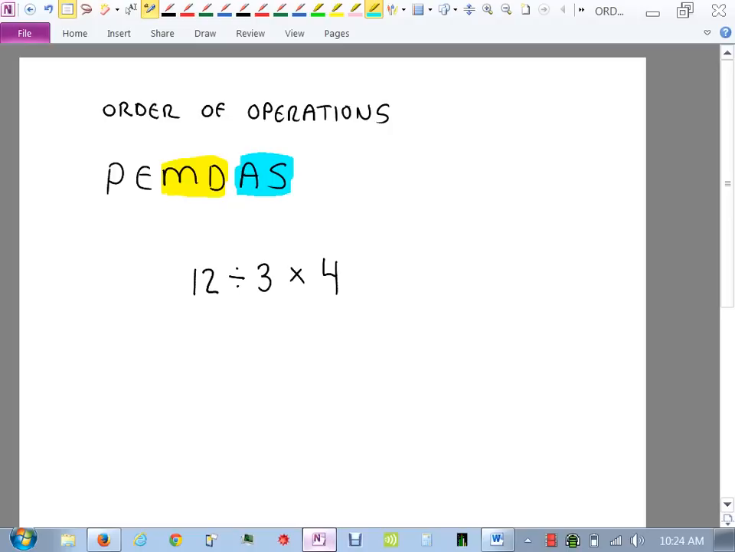So when I look at this and I see division and multiplication, all I'm going to do is read it across. So I have to do the 12 divided by 3 first. All right, I'm going to do these first. So I'll put here on my next line equals, right? The top line equals 12 divided by 3, which is 4. And now I still have times 4. And 4 times 4 is 16.